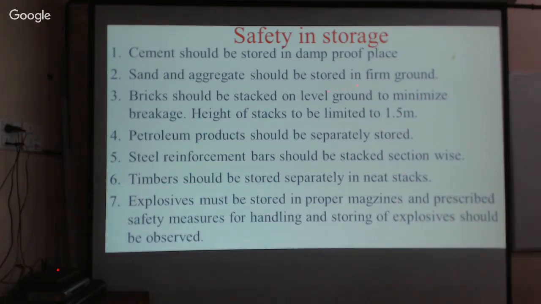Sand and aggregate should be stored on firm ground. Bricks should be stacked on level ground to minimize breakage. Height of stacks to be limited to 1.5 meters. Then petroleum products should be separately stored. Steel reinforcement bars should be stacked section-wise. Timber should be stored separately in neat stacks. Explosives must be stored in proper lines, and prescribed safety measures for handling and storing explosives should be observed.